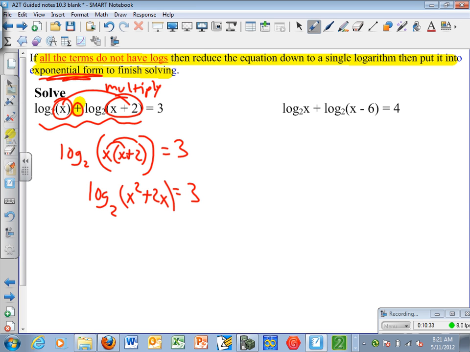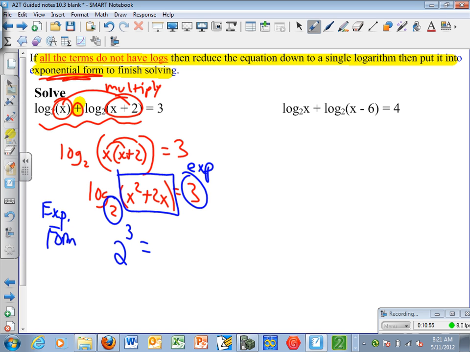Now, you can see you don't have a log on each side, and we'll get to those in the next step. We don't have a log on each side, so I want to write in exponential form now. Here's what I mean. Remember that this base to this exponent, so 2 to the third power, has to equal whatever's after the log with the base, which is x squared plus 2x. So when you don't have logs on both sides, that's what you're going to do.